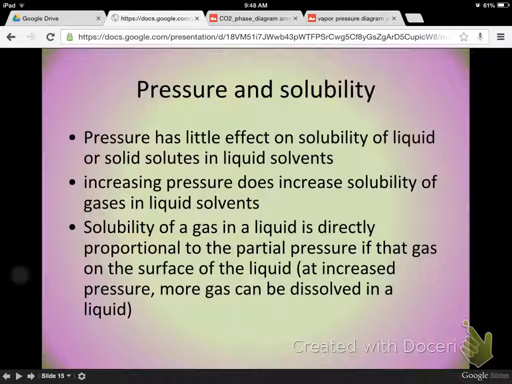That's okay. All right, so big discussion about pop and the solubility of gases in liquids. Okay.